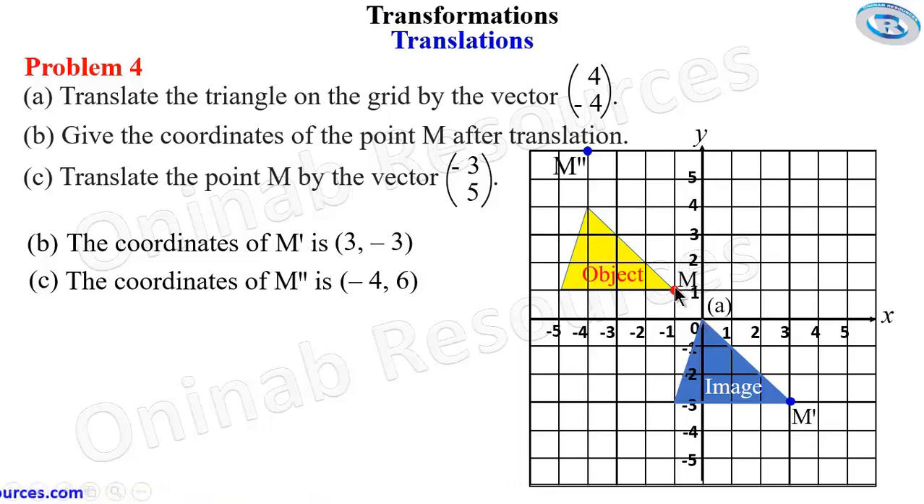The same thing when we translate M by the column vector negative 3, 5. The x component of point M is negative 1. And negative 1 plus negative 3 gives negative 4. Can you see that? And the y component is positive 1. Positive 1 plus 5 gives what? 6. So this is another way of getting the vertices of the image for translation. And this is the highest we are taking in this tutorial.